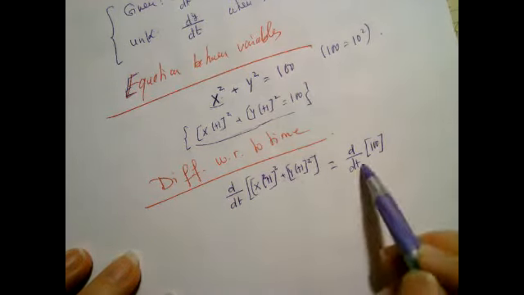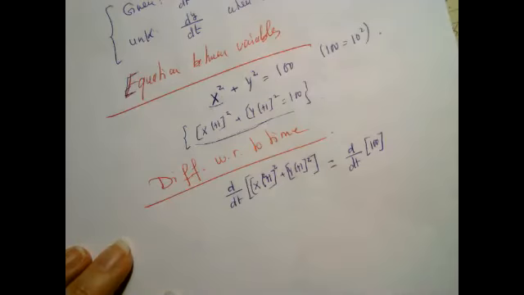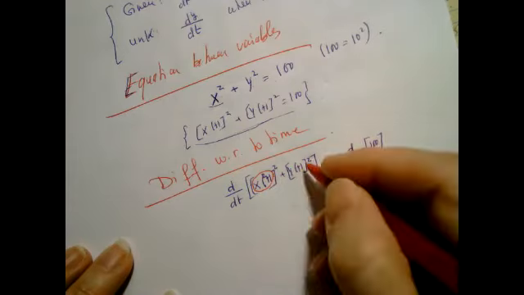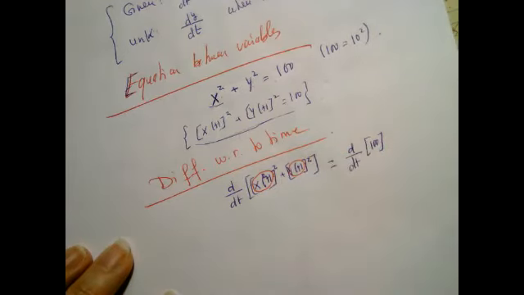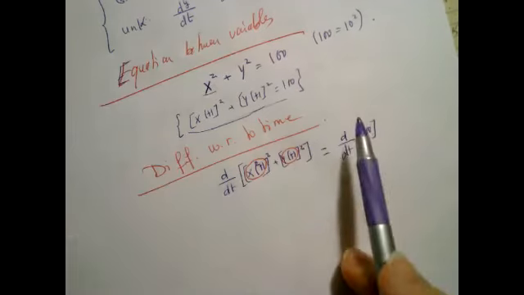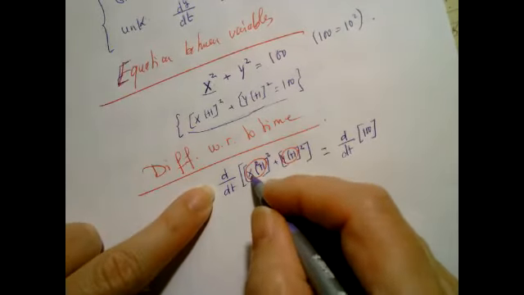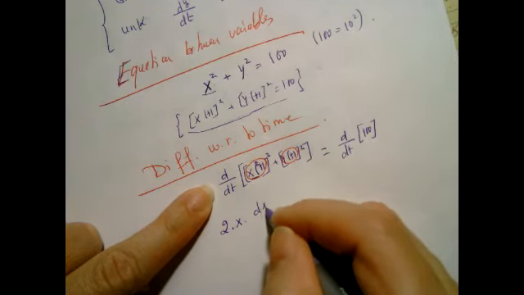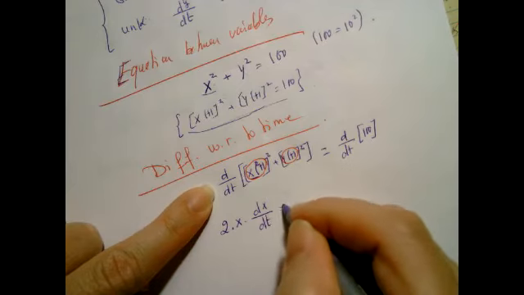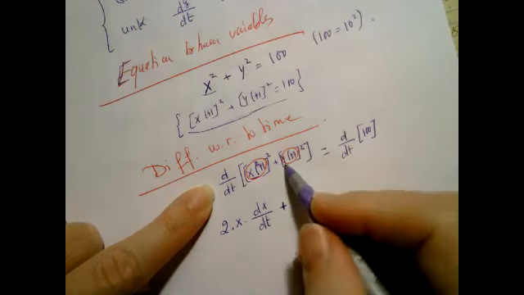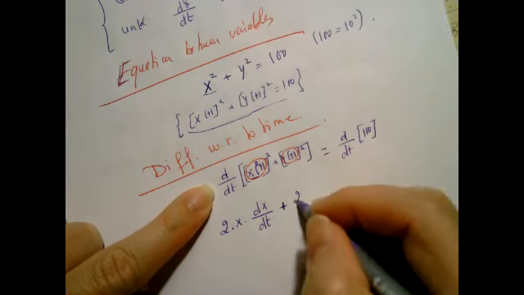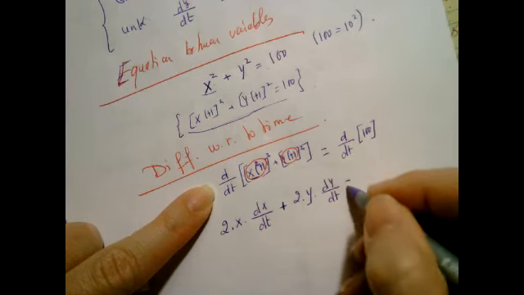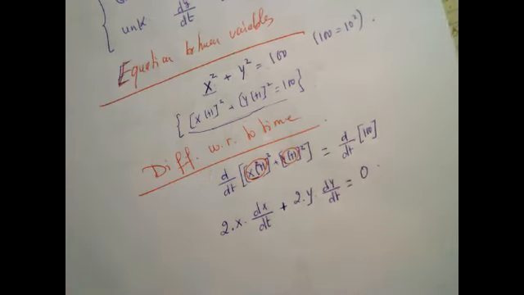Okay, so the derivative of this is equal to that. So what does this mean? x of t here is my inside and y of t is my inside. So what's the derivative of x of t squared? We do it very carefully. It's 2 times x times dx/dt, plus, what's the derivative of y? It's 2y dy/dt, equal to the derivative of 100, which is 0.